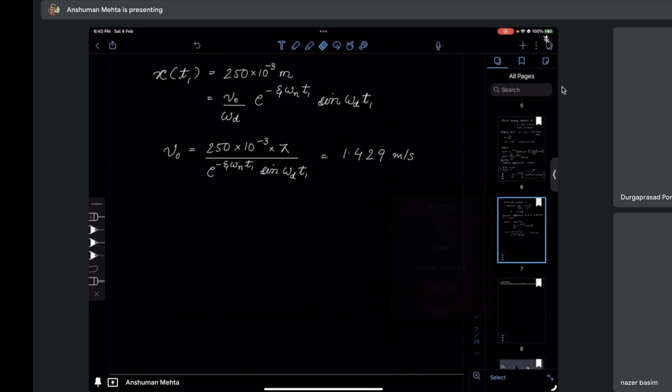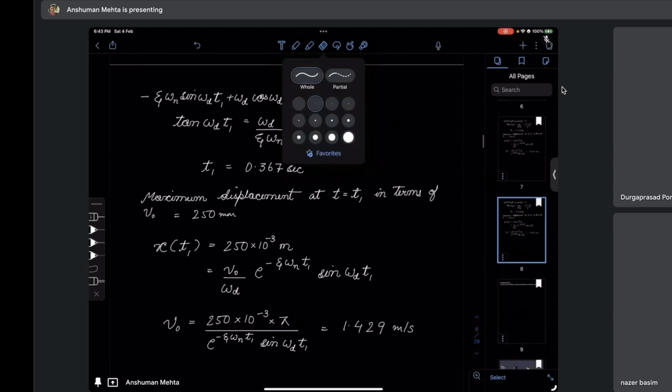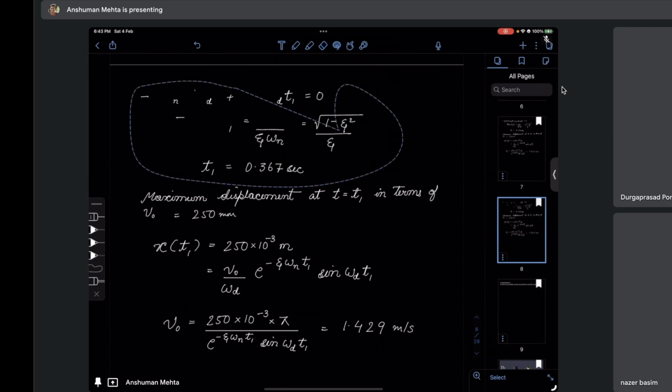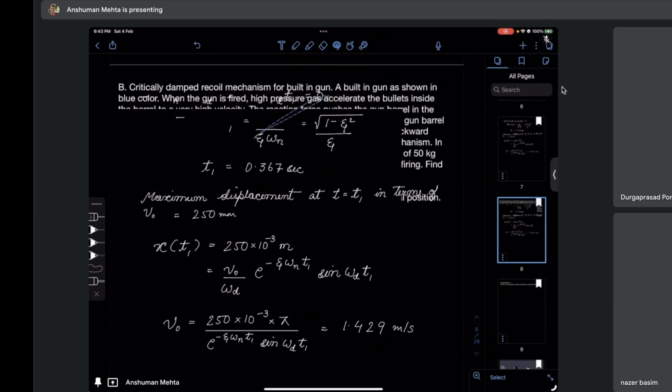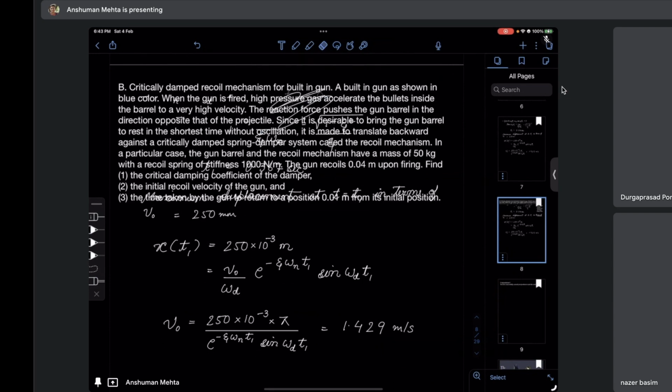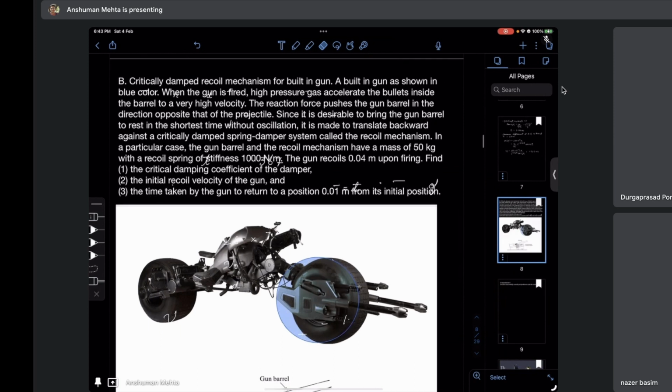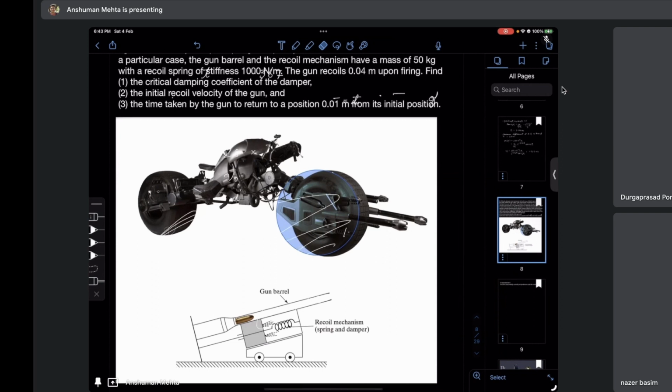Right now, I had written the solution on the question itself, so I am rubbing it. First I made a copy of the solution. Now I am rubbing it so that the question can be revealed. I think I have to do this less next time. Okay, so the next question, the second part, is a gun barrel or gun.